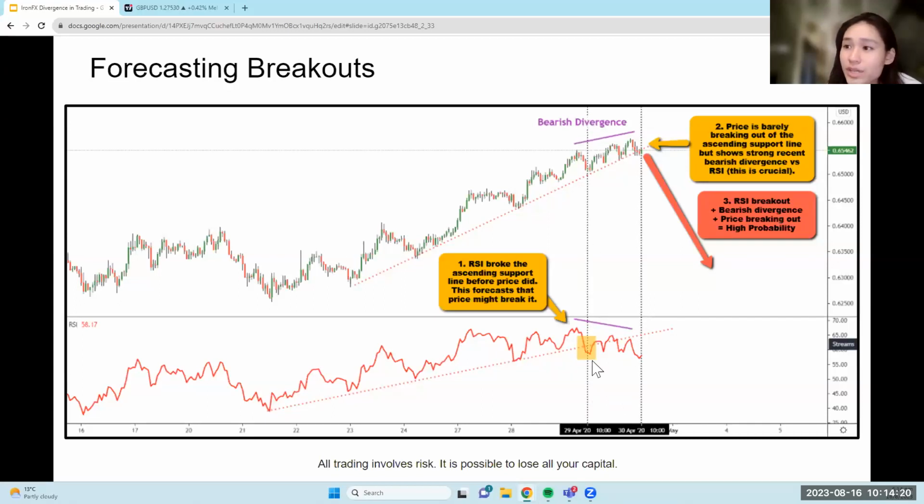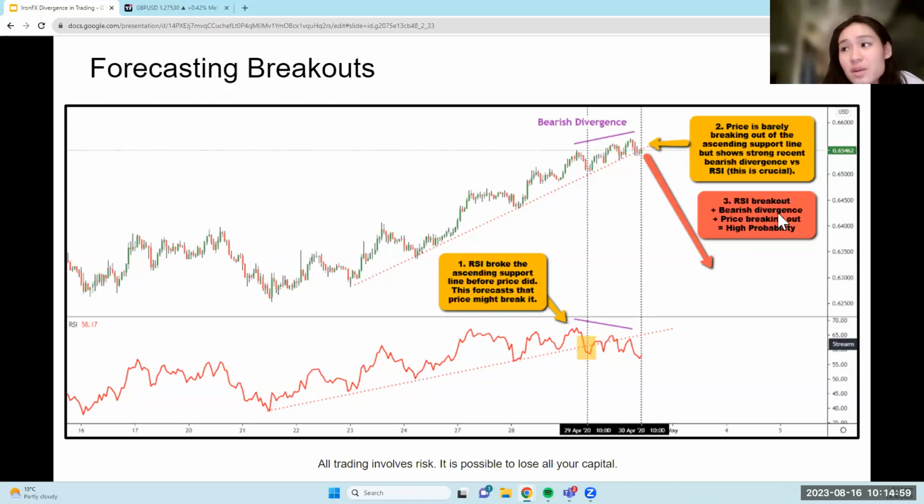You can see at the first point, or rather the first area that we've highlighted, RSI broke the ascending support line or trend line before price did. So this forecast that price might break it. So you can see it continues up. Over here, it continues upwards, whereas on our RSI, it has made a lower high. So right after this point, you can see that's exactly what it did. It's barely breaking out of the ascending support line, but shows strong bearish divergence against the RSI.